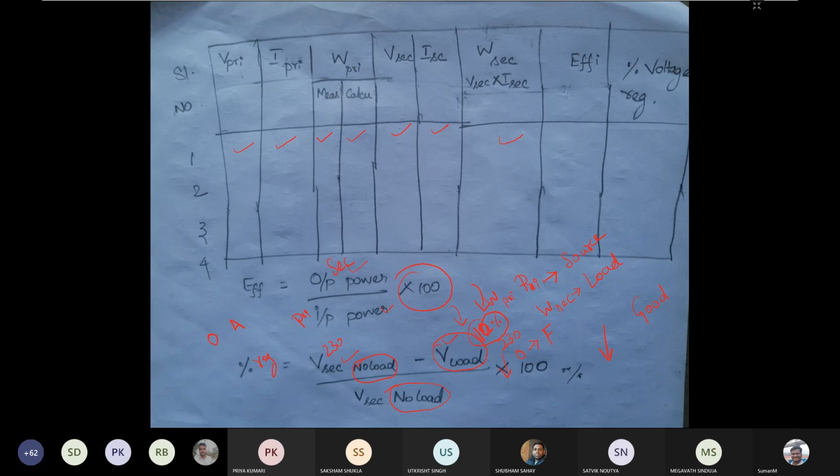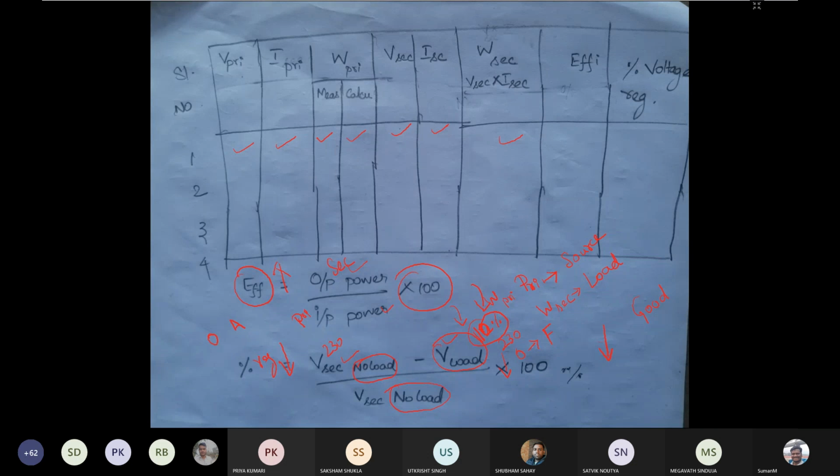Okay, so if you are talking about a very good transformer, then efficiency of the transformer should be very much higher. Then if the efficiency is very much higher, the percentage regulation should be very much lesser. So it says that even when the load current is increasing, the secondary voltage is not changing much. So if the percentage regulation is lesser, then the transformer is very good.